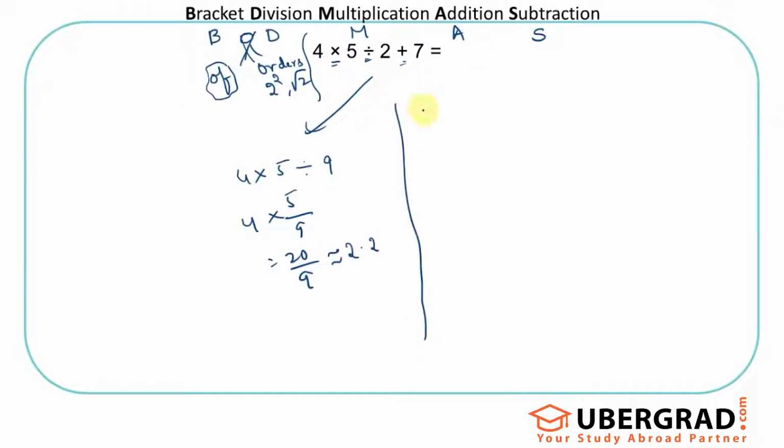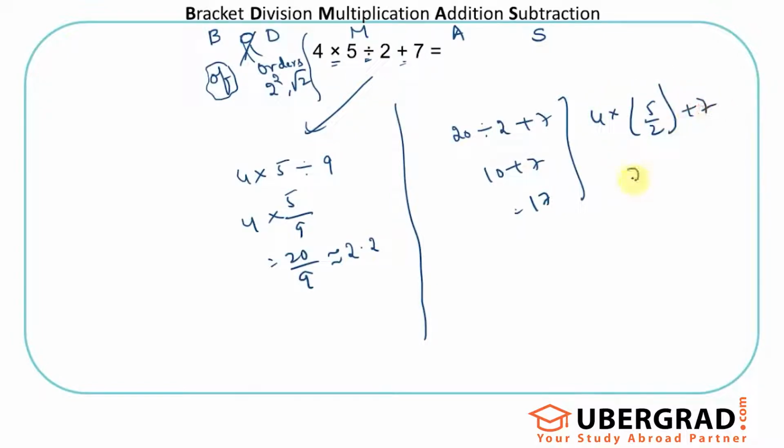The other way to do it is I'll first multiply 4 into 5, that's 20. I divide by 2, then I add 7. So 20 divided by 2 is 10, plus 7 is 17. It's pretty much the same as first doing 5 divided by 2, that's 2.5, and then multiplying with 4, that's going to be 10 plus 7, which gives me 17. So as you can see, based on how you go, you might get different answers.